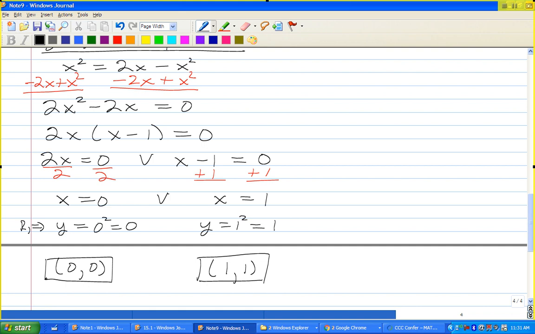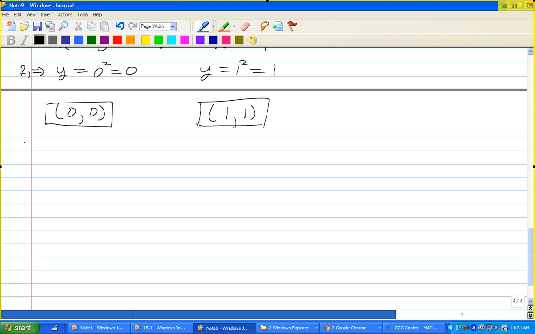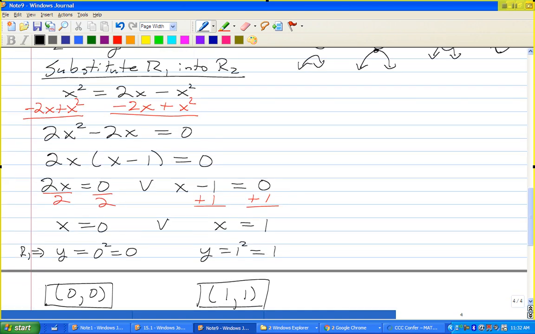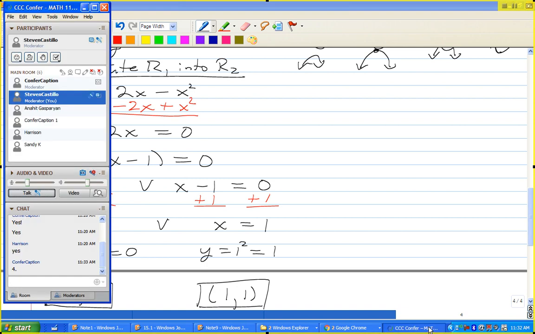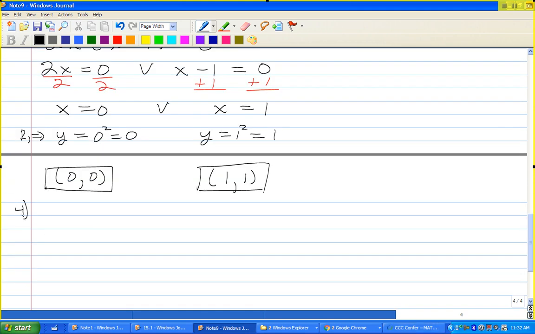Let me do, let's say, problem number 4. Please note that when you solve these systems of nonlinear equations, you must write them as ordered pair solutions and not just say x is 0, y is 1, things of that sort. So let me do problem number 4.